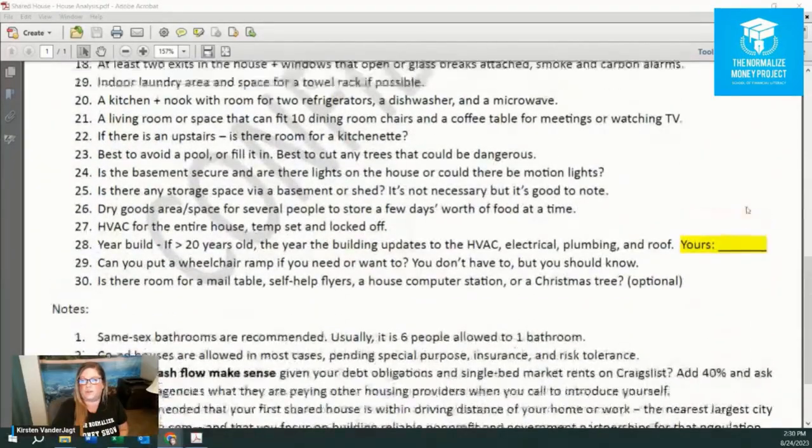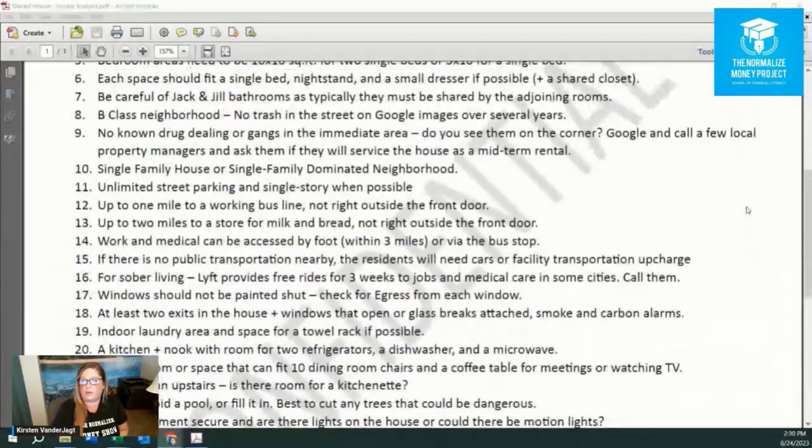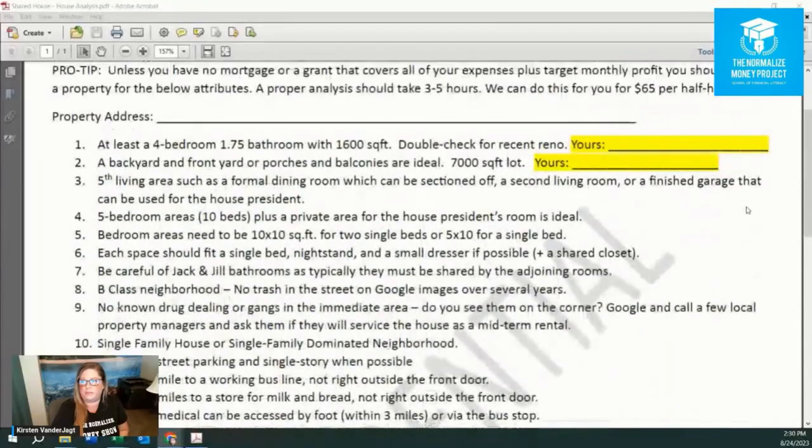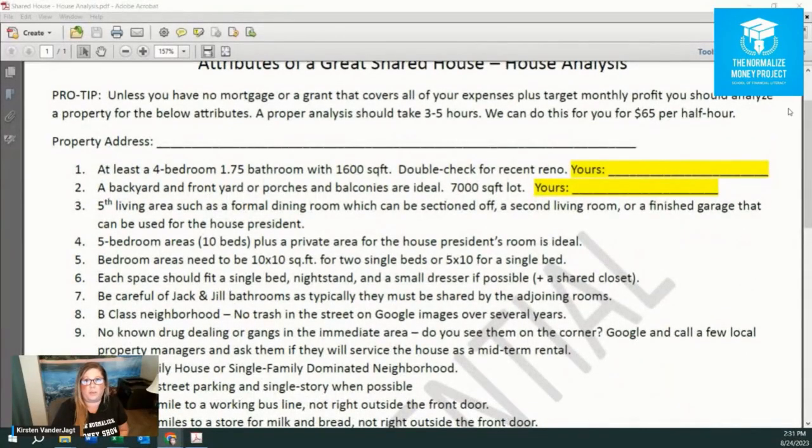Then a few notes. We're going to want to go through these 30 items here, and it does require you to make a couple of phone calls, pull a property profile, confirm the number of bedrooms and bathrooms, and things of that nature.